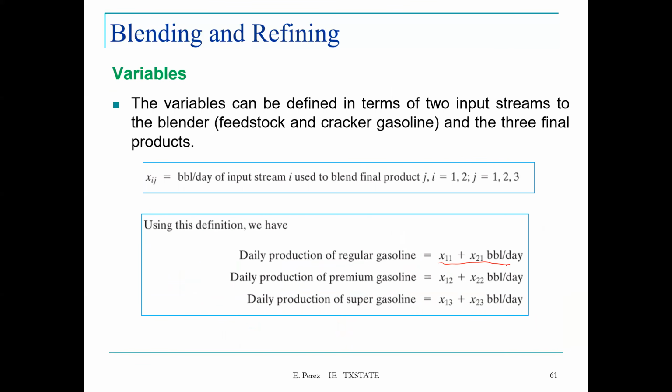And then for the other two it is the same, daily production of premium gasoline. Then the only thing that is changing now is the J value. So for the first one, it was 1. For the second one, J is 2. And for the third one, J is equal to 3.